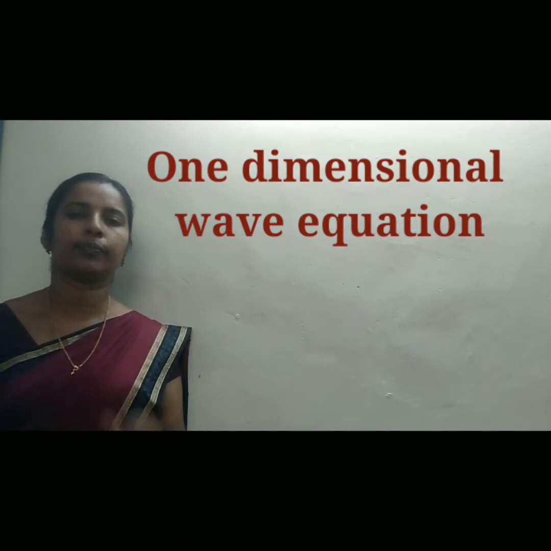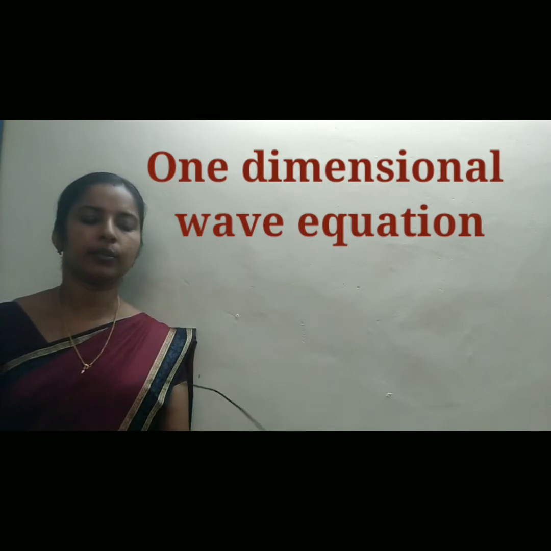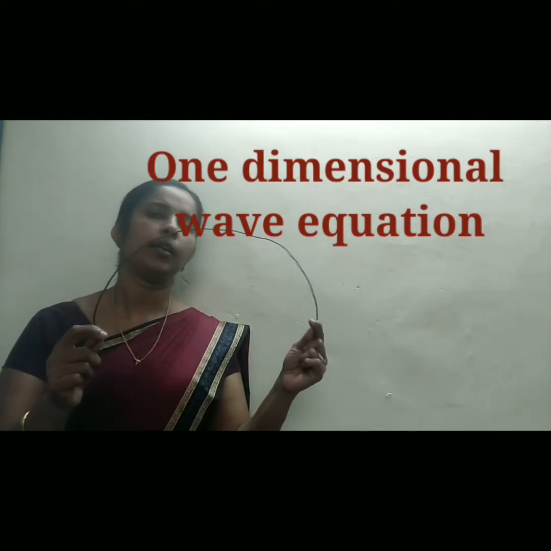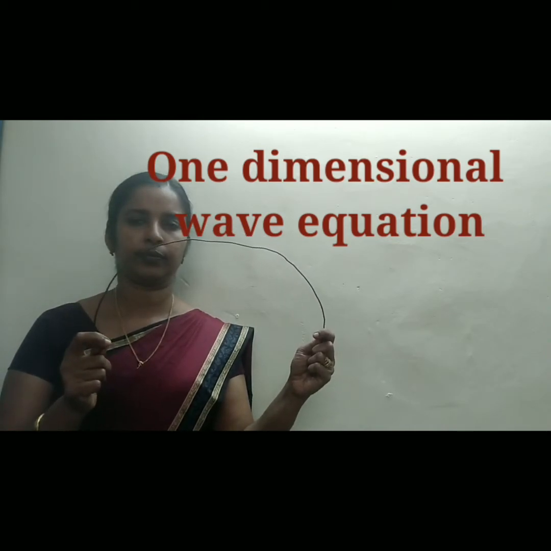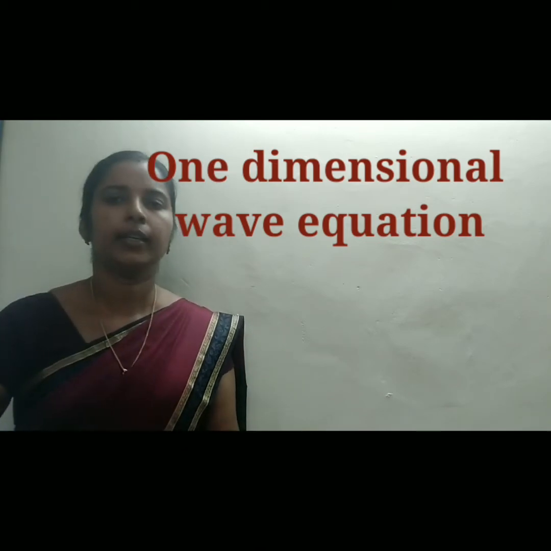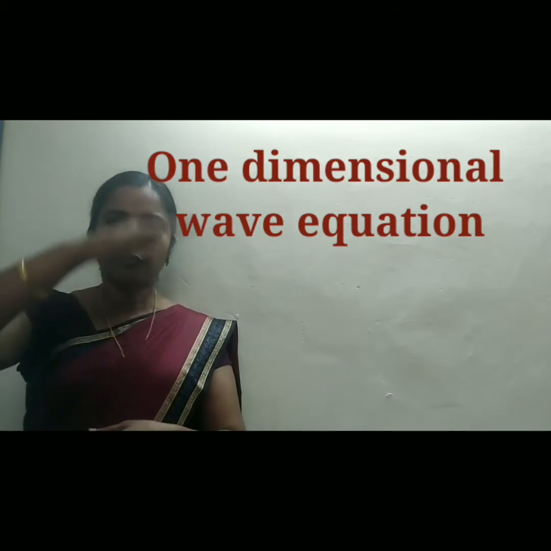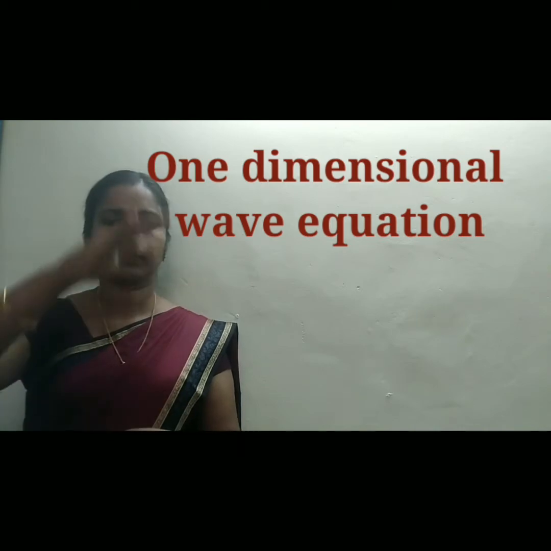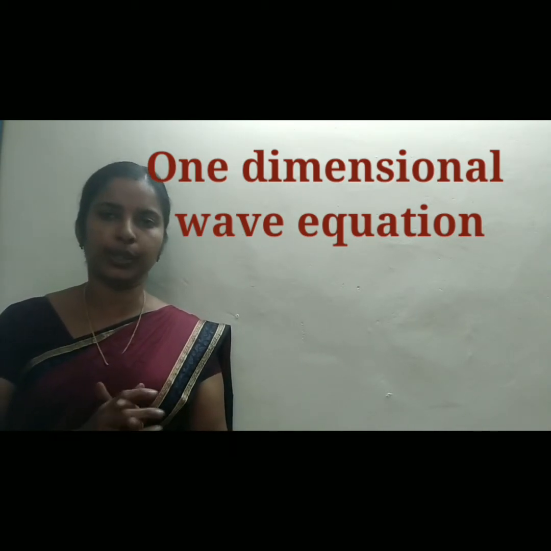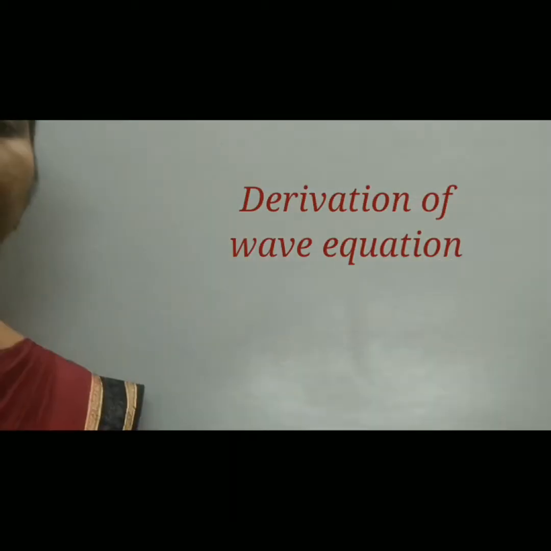Really, the situation is, you take a flexible string like this and you fix both ends like this. Then you pull it aside. Then you can see it vibrates like this. And we can prove the equation of motion of this string is ∂²y/∂t² = c² ∂²y/∂x², which is our one-dimensional wave equation.